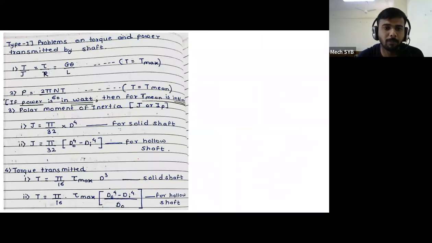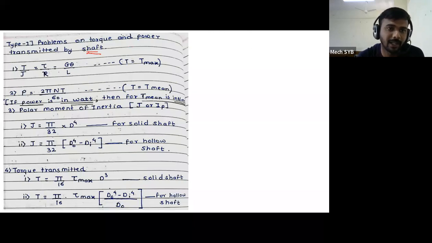Type number 1. What are the problems we are going to solve in type number 1? For that purpose, this is the list of the formulae. So write down type number 1: problems on torque and power transmitted by shaft. In this type number 1, we have to calculate the torque induced in the shaft. We have to calculate the power transmitted by shaft. Sometimes we have to calculate the shear stress induced in the shaft.